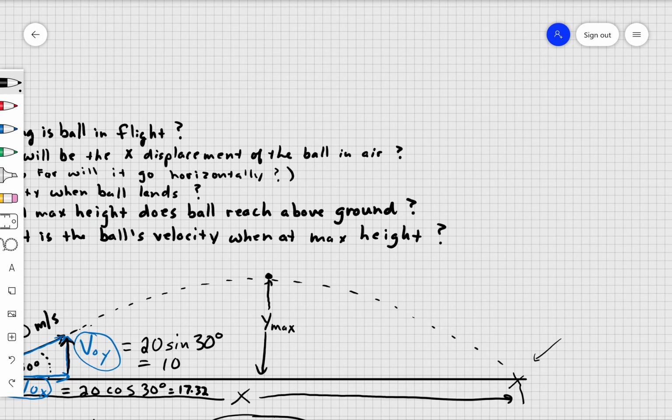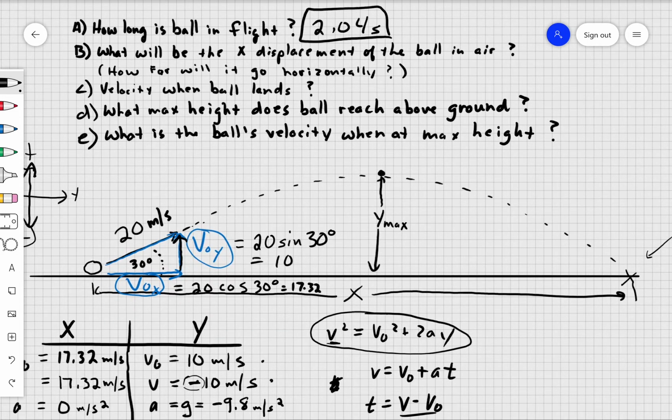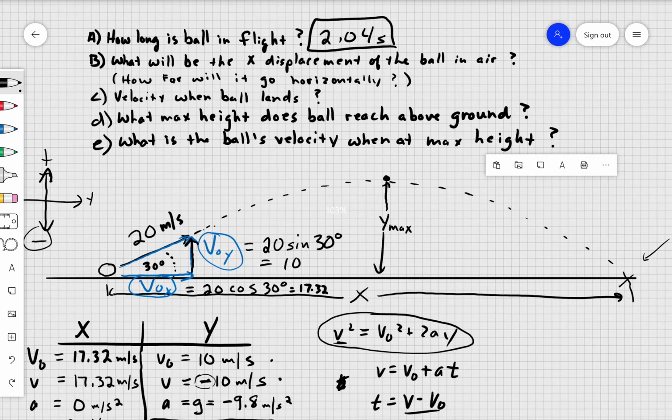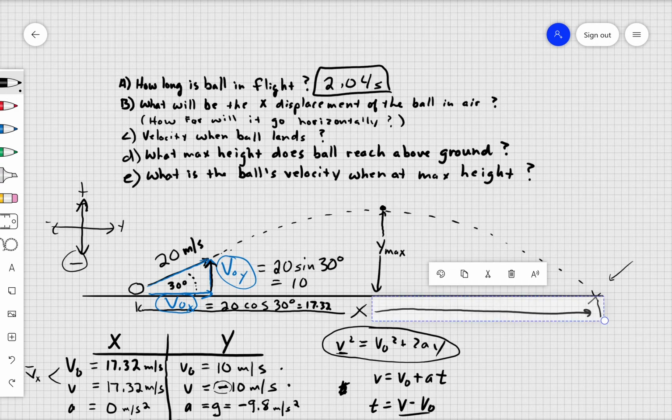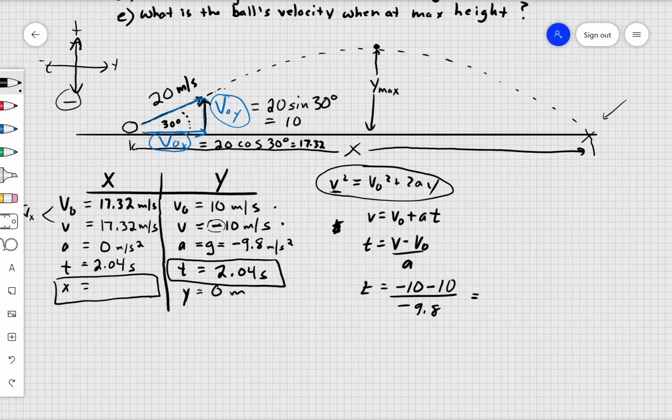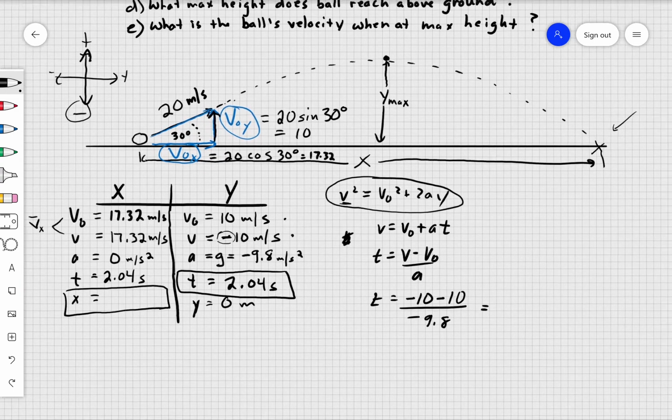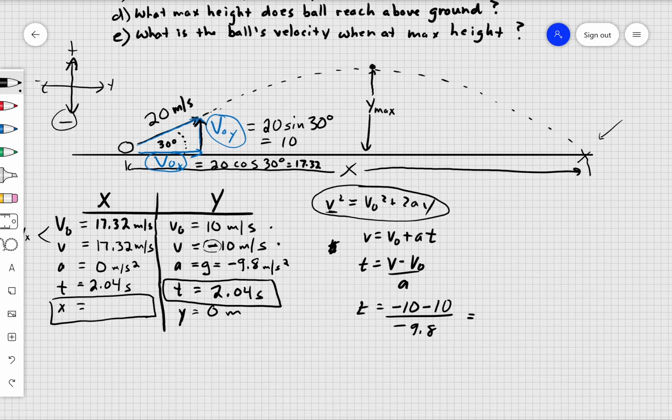So, 2.04 seconds. I will show all of these solutions when we're finished. Okay, so there's my time in flight. So now let's move down and solve for this displacement. So it's in the air for 2.04 seconds.